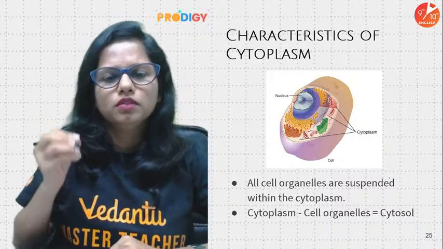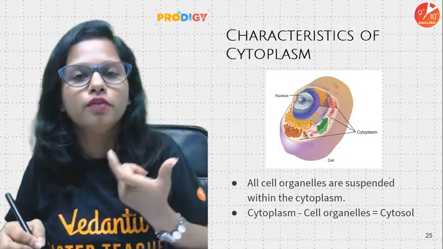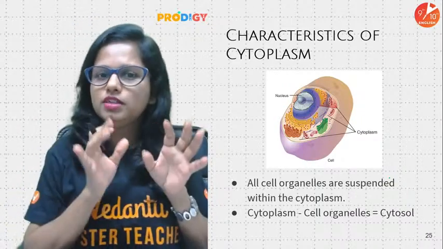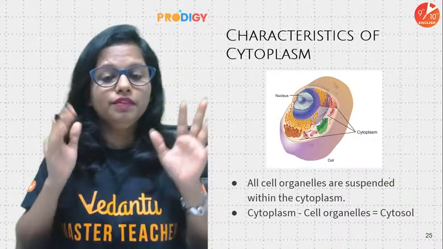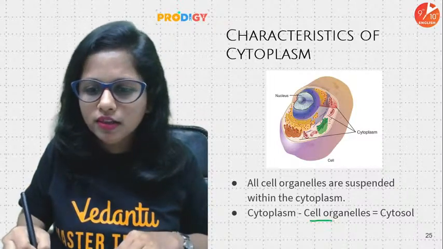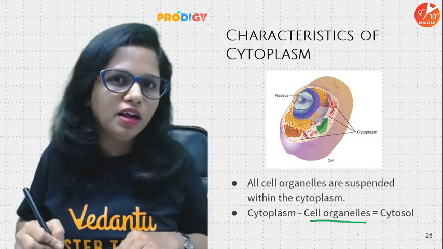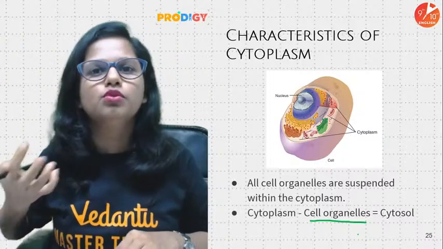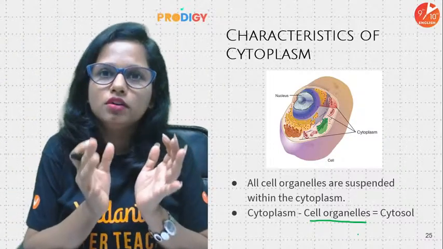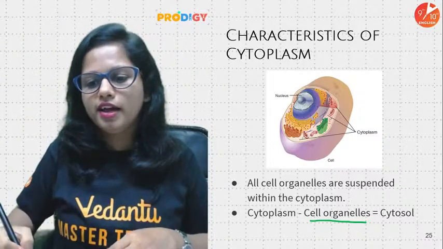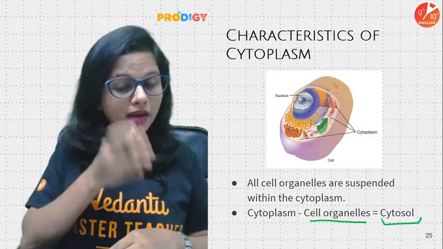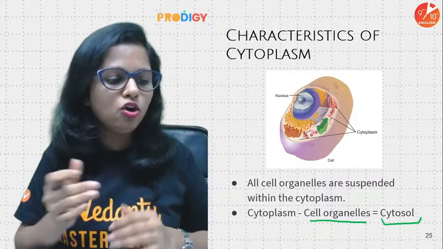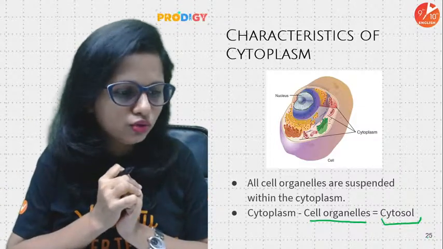Now people, cytoplasm is nothing but the fluid of the cell, okay, in which the cell organelles are suspended. Okay, that's cytoplasm. However, if you remove all the cell organelles from the cytoplasm, it simply remains a solution, which is called cytosol. Okay? Cytoplasm minus cell organelles is called cytosol.